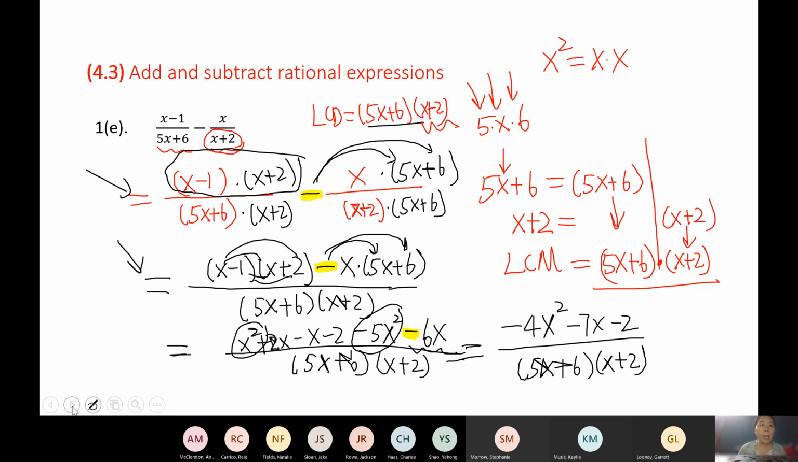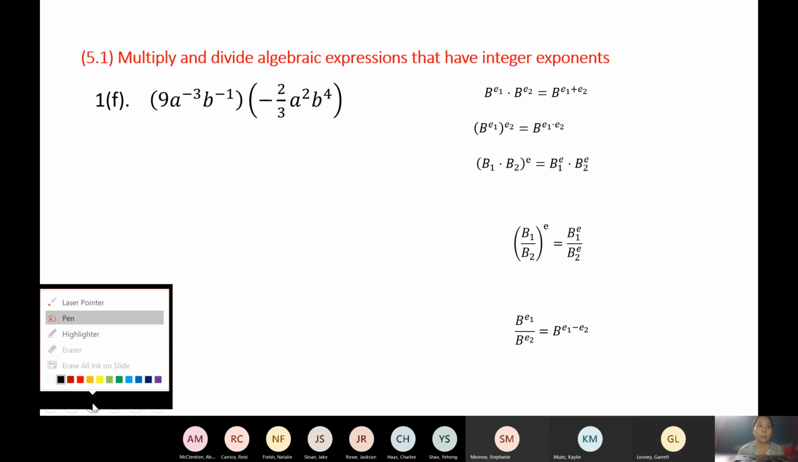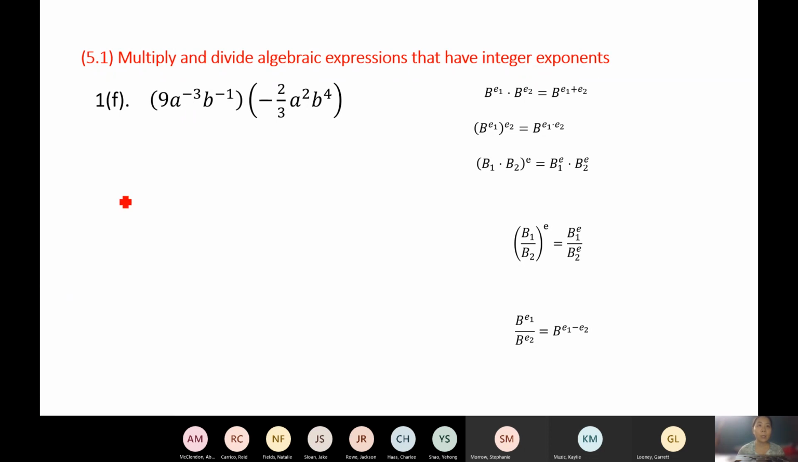Now let's look at the next type of question, 1F. Notice it's multiplication. Again, on top of each question, I listed which section it comes from to help you, and if you need more practice questions, go look at your homework.